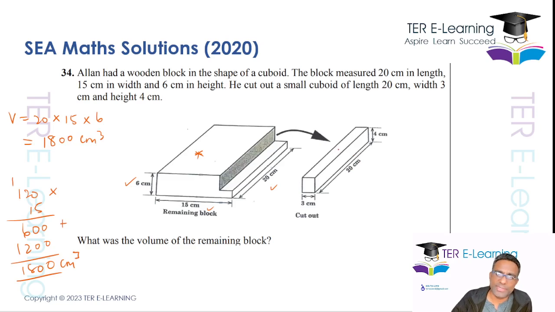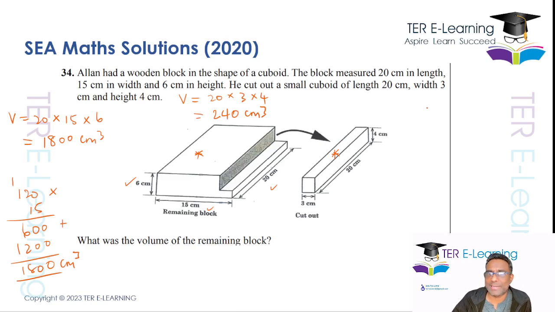Then what we need to do is find the volume of this cuboid here. So that volume is going to be, again, 20 by 3 by 4. 3 4s are 12. 12 by 20 is 240 cm cubed. So that's the volume of that piece that you remove.